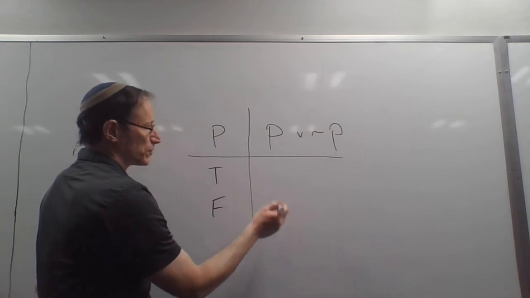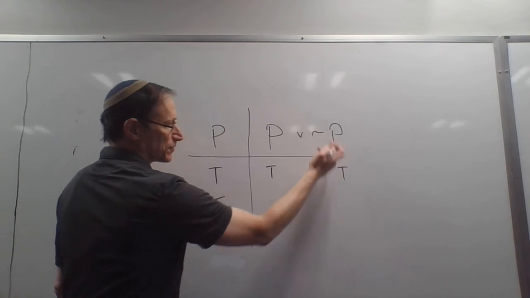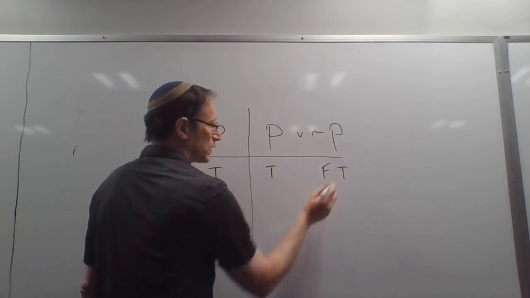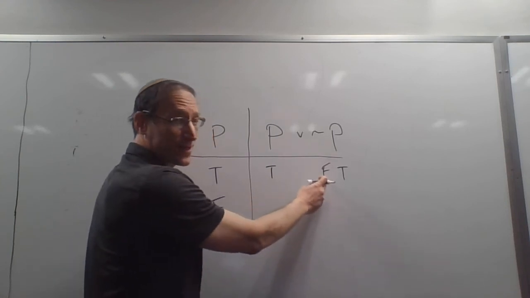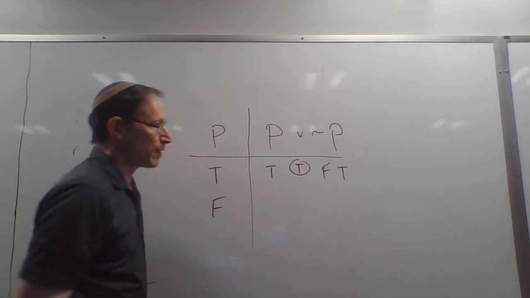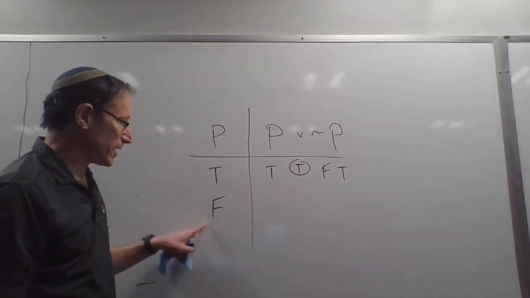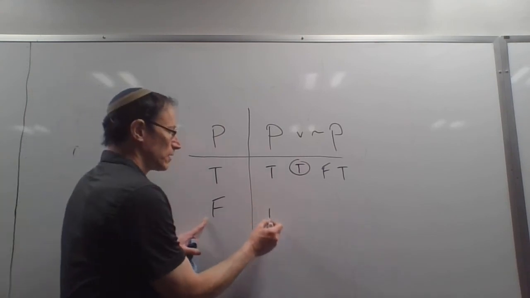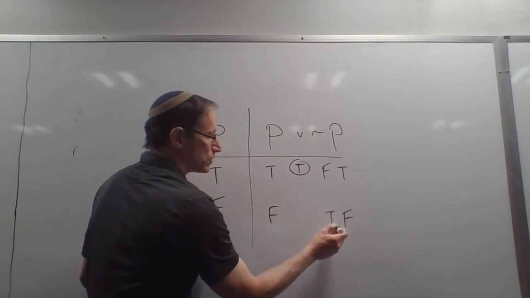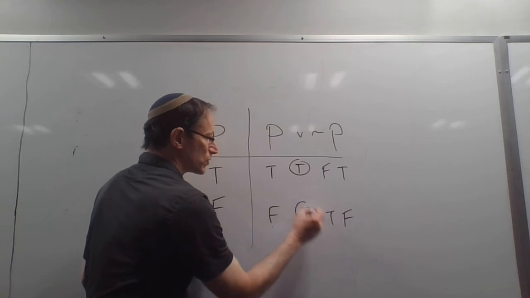So let's plug this through. When P is true, I'm going to write the T under the P. When P is true, we know that not P is going to be false. T wedge F is true, right? Because this is a disjunction. So on the top row, P wedge not P comes out true. Now on the bottom row, when P is false, not P is true, so you have F wedge T, which is also true.